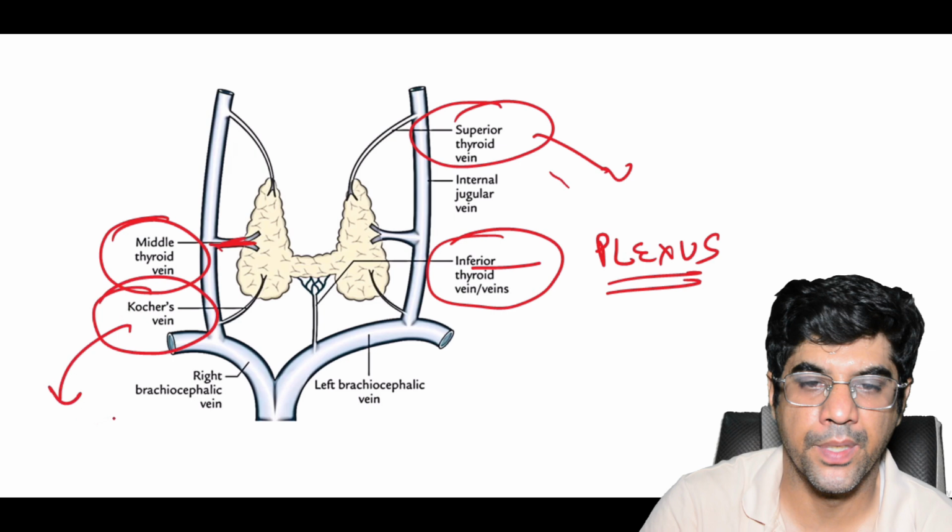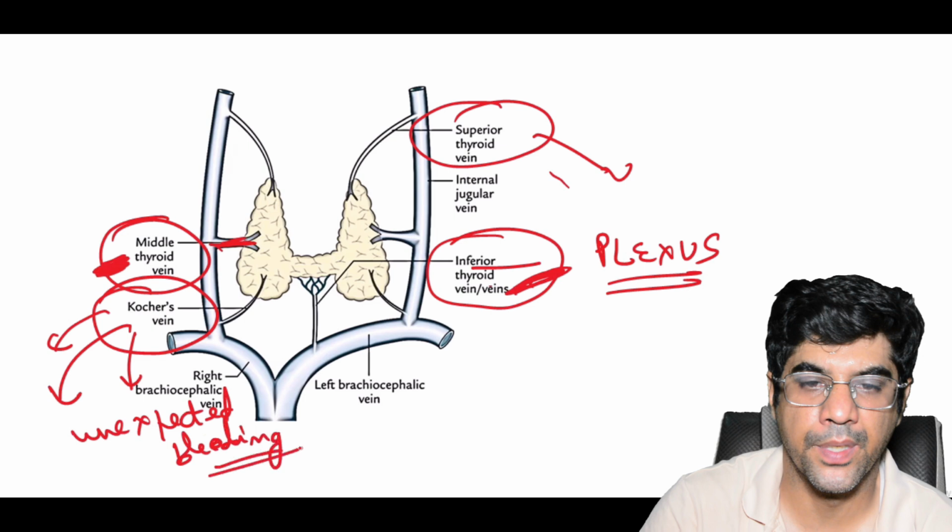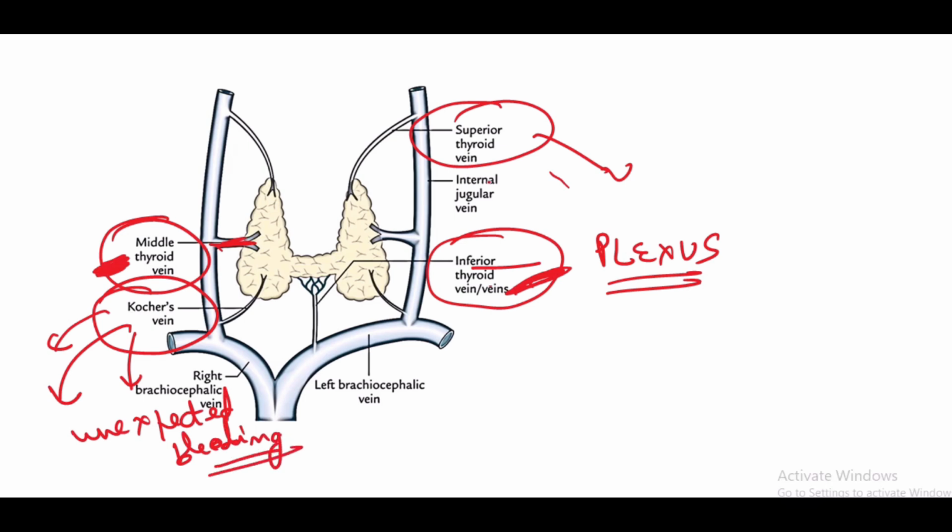Additionally, you would see Kocher's vein. Remember that for your MCQ. It is rarely found and it is found between the middle and inferior thyroid vein. And its awareness is important because one can expect unexpected bleeding. So proper identification and management of these veins are important in order to prevent excessive bleeding.